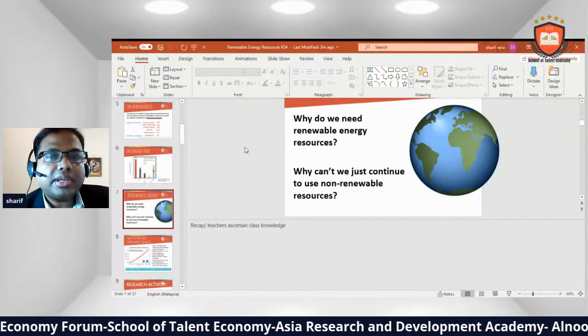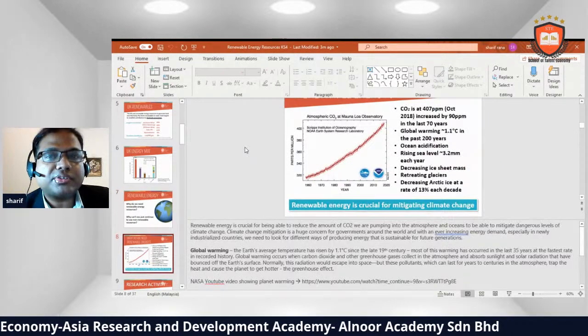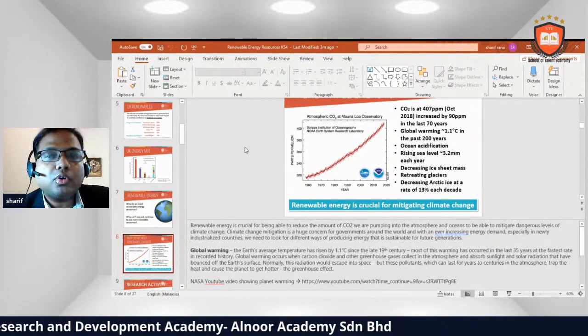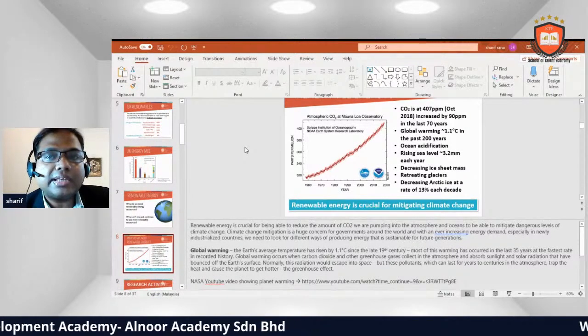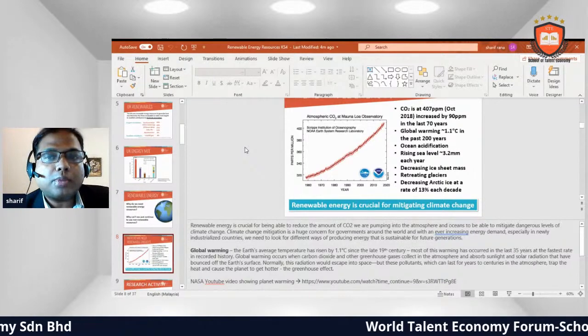Why do we need renewable energy resources? Why can't we just continue to use non-renewable resources? CO2 is at 407 ppm, increased by 90 ppm in the last 90 years. Global warming of 1.1 degrees Celsius in the past 200 years.